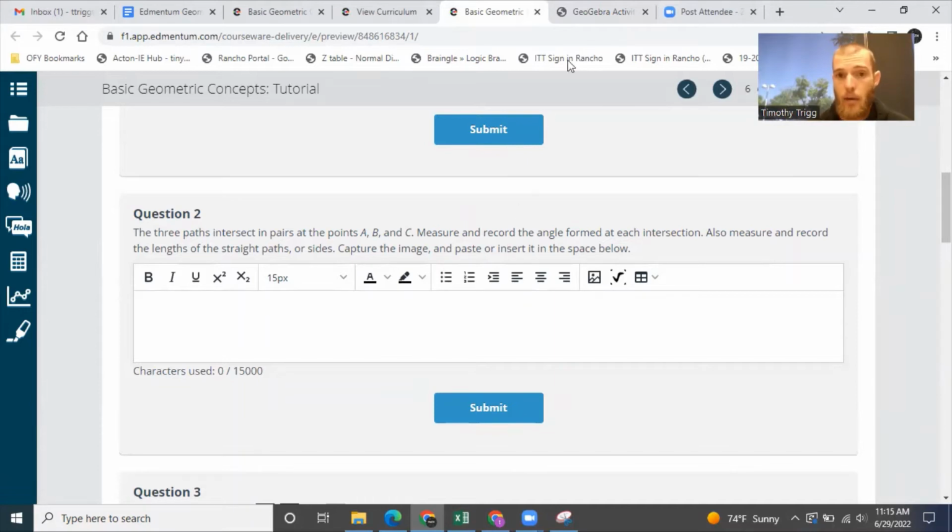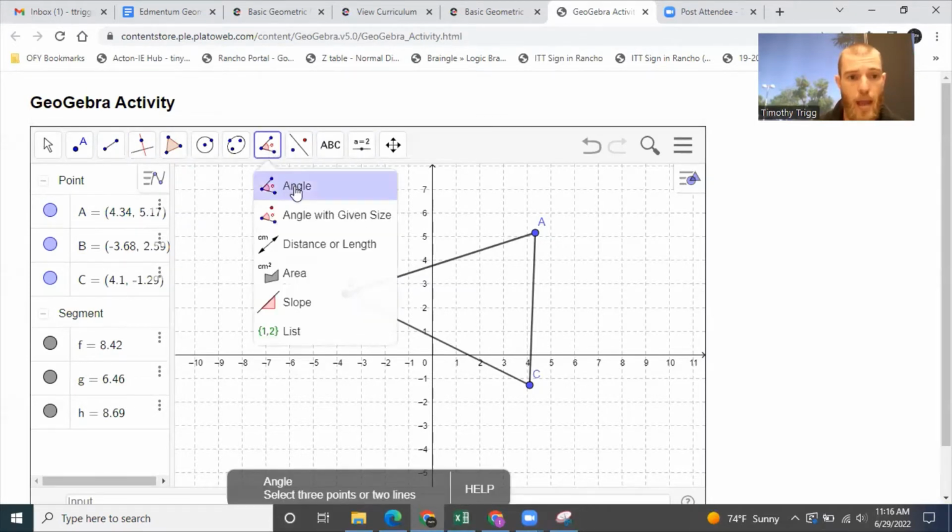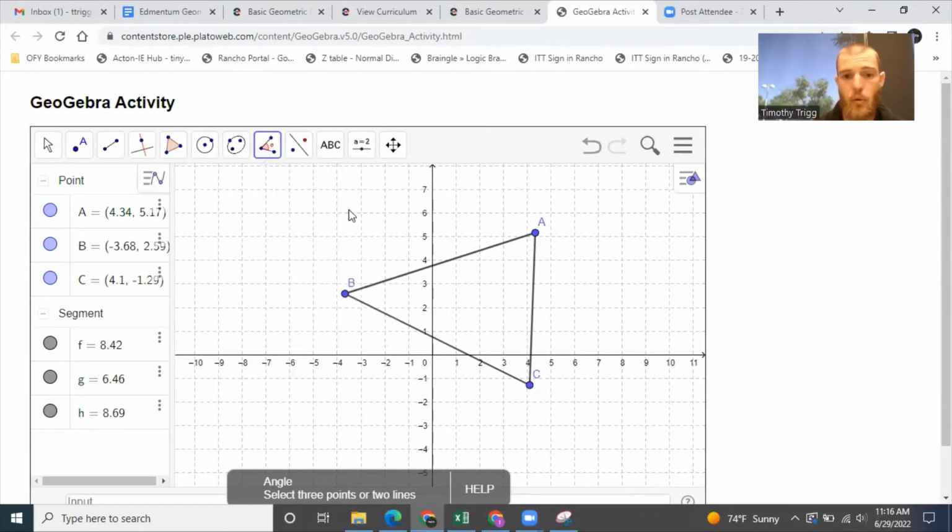So now let's go back to that GeoGebra that we created, this triangle. Now we want to find the angle measures here. Okay, so how do we do that? In GeoGebra, go to these tools, and if you go to this here, go to angle. Okay, this will allow you to find the measure of angles.